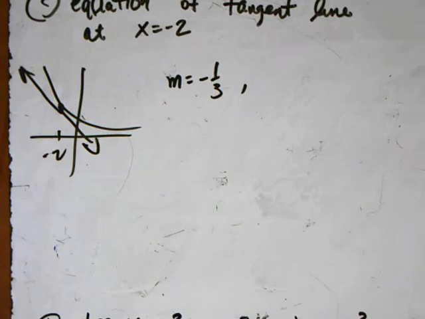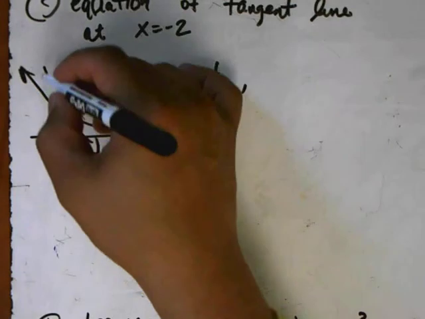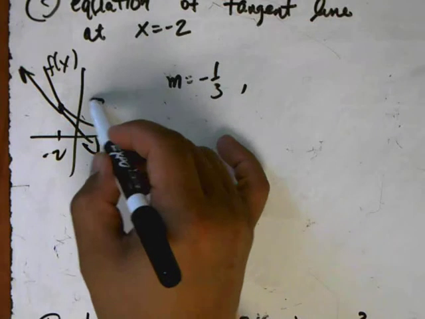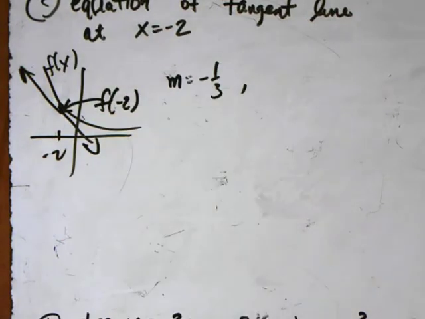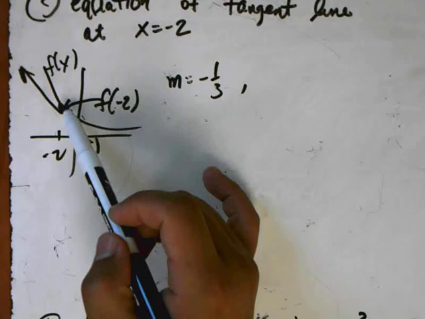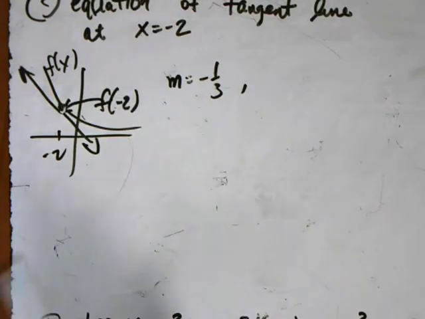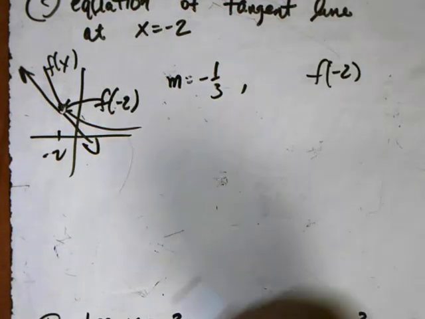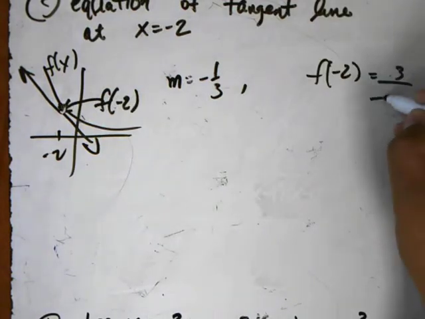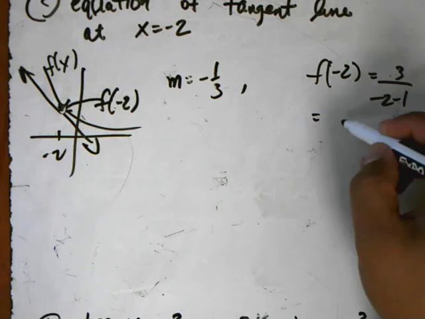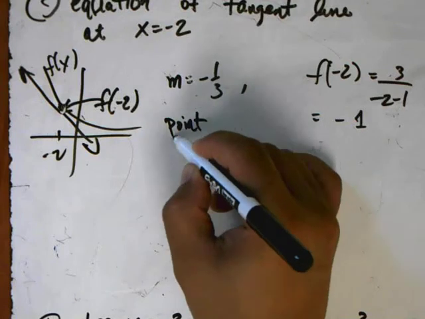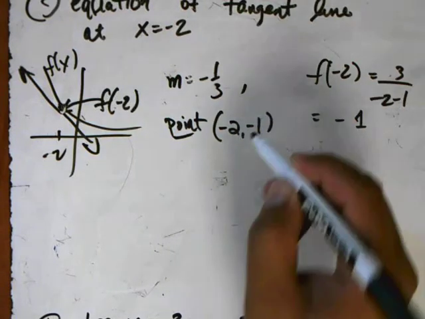Now all I really need to do is find a point. If I have a slope and a point, then I can of course write the equation of a line. So to find a point, this point right here, and I'm sorry, this equation is f of x, all I really need to do is find f of -2, because that's going to give me the coordinates for this point, or the y coordinate rather. I already know the x coordinate is going to be -2. So f, I'm sorry, not f prime, of -2 is equal to 3 over -2 minus 1, which is equal to -1. Okay? So my point that I have here is -2, -1.